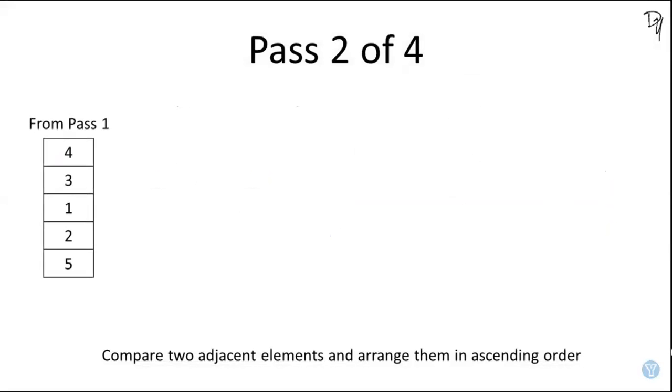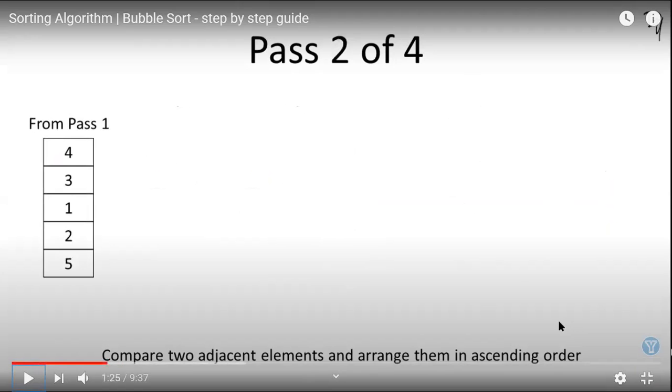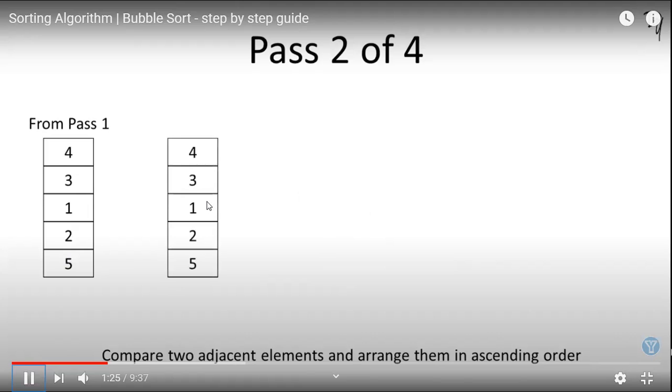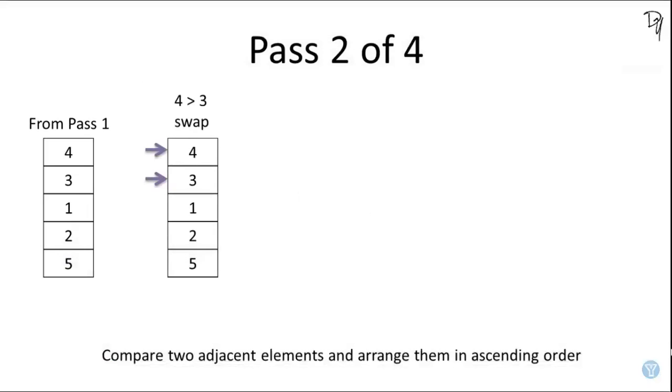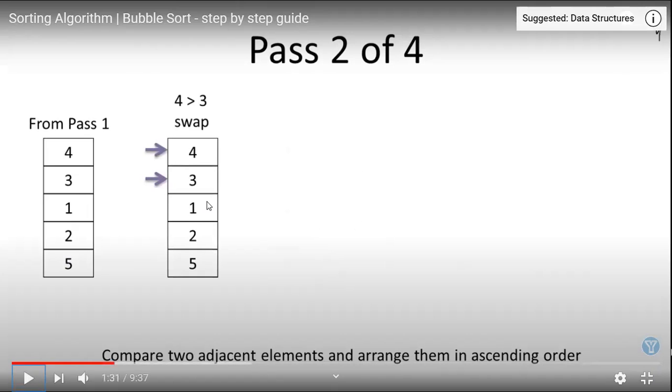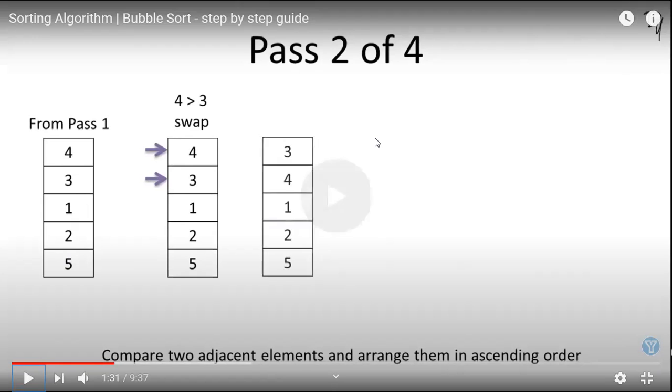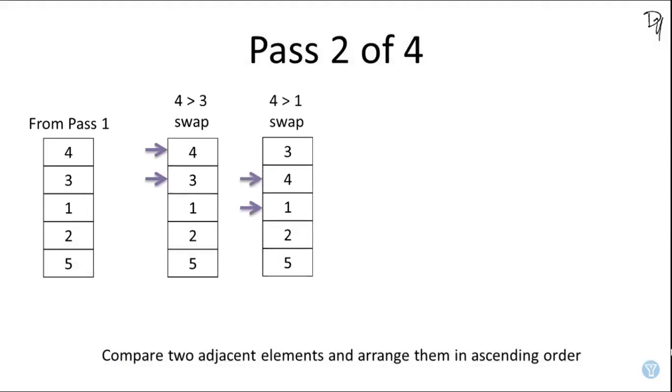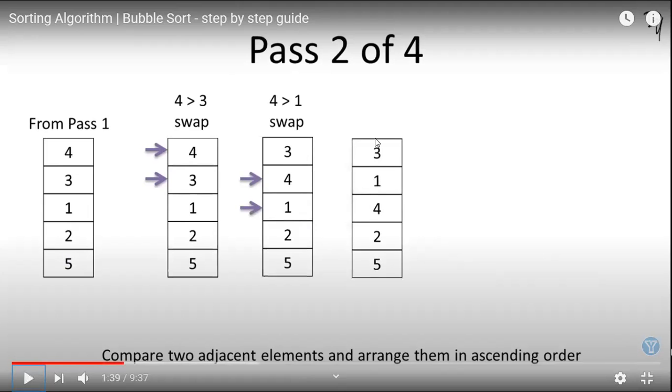Next, we will start the second pass. What is the second pass? With the given resultant array, with the swapped array, we are just doing the next pass, with the same procedure. I have to check 4 and 3, whether they are in perfect order or not. No, it is not perfect. That is, 4 is greater than 3, so I have to do the swapping. After swapping, I'm getting 3 and 4. Again, I'm checking 4 and 1. It is not in perfect order, so I'm swapping. Same procedure.